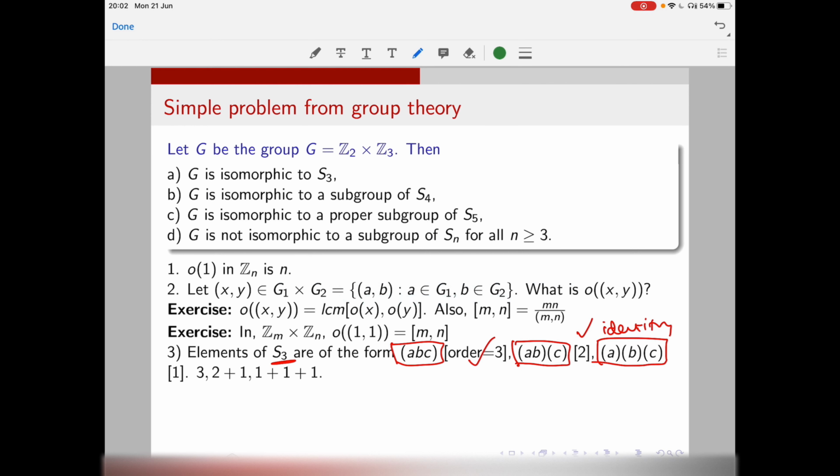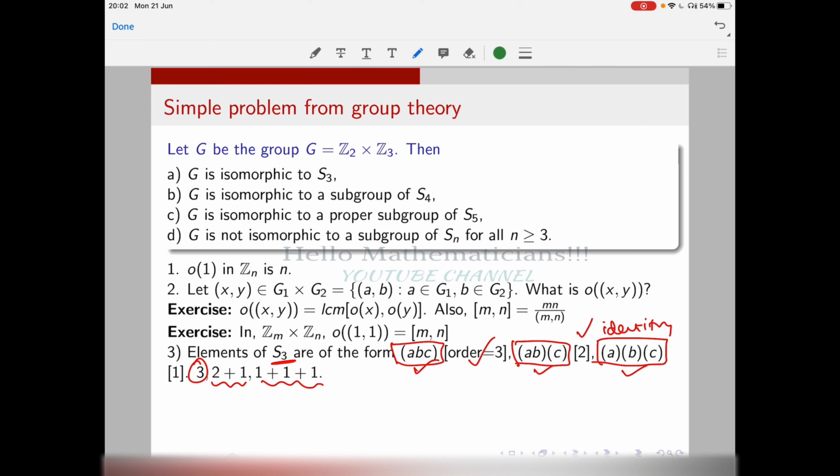So in S3, there is no element of order 6. If you take S3, every element is of one of these forms. These are the only 3 possible elements. It should be a 3 cycle, or a 2 plus 1 cycle, or a 1 plus 1 plus 1 cycle.